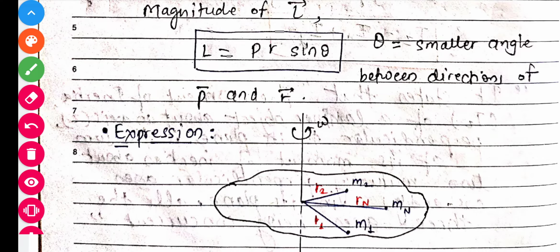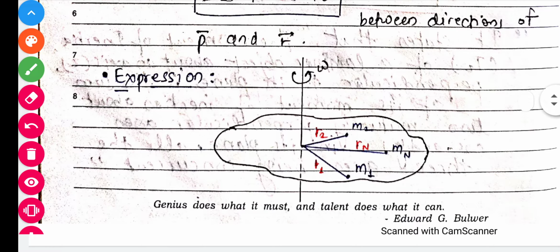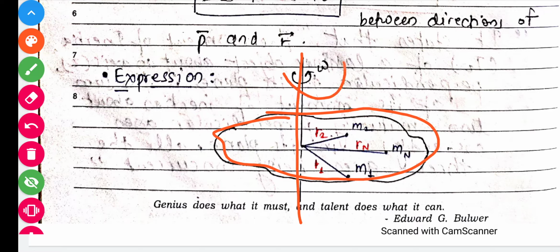Now we go for the expression. How can we derive this expression? Suppose we have a rigid body which is rotating about this axis, and this is the sense of rotation, and omega is the angular speed, the speed in rotational motion, about this axis. What other information have we provided here?